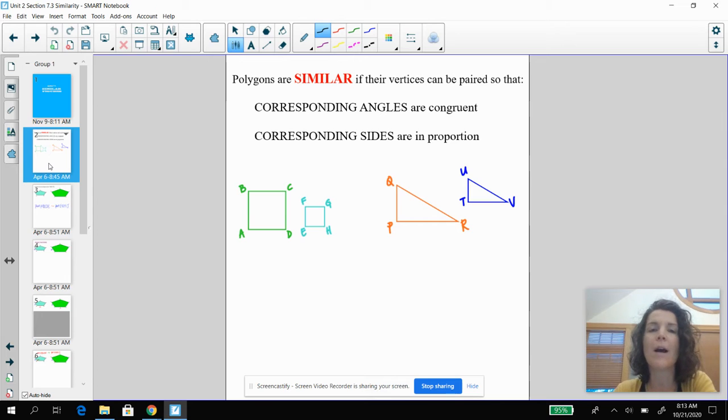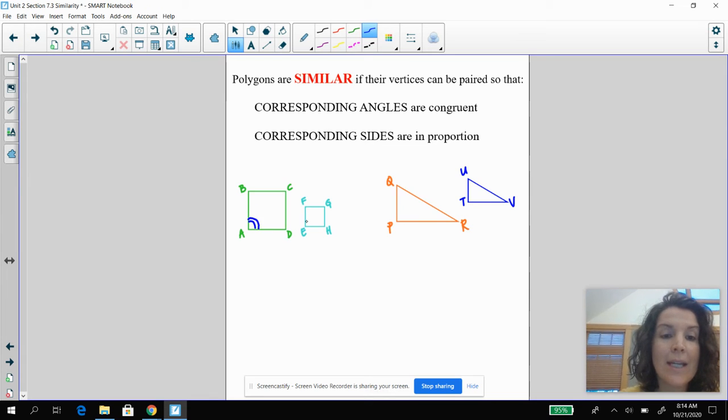So we've talked about figures being congruent, like line segments being congruent to each other, angles being congruent to each other. But when we talk about similarity, I know that polygons are similar if their vertices can be paired up. So I can match up all of their coordinate points so that the corresponding angles are congruent and the corresponding sides are in proportion to each other. So what that means is if I look at these two shapes on the left-hand side, I know that A and E would be congruent, B and F would be congruent, C and G, et cetera.